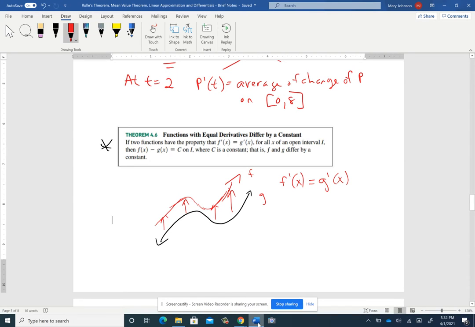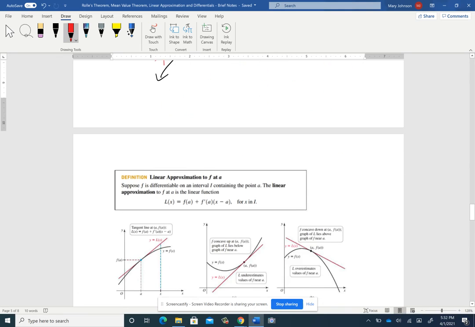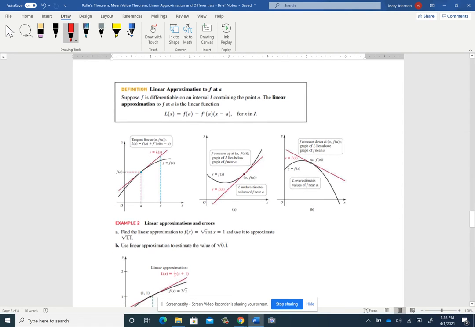Okay, so we're going to continue now on this video, and we're going to wind up looking at the second half of the handout, which gets into this idea of linear approximation and this idea of a differential.